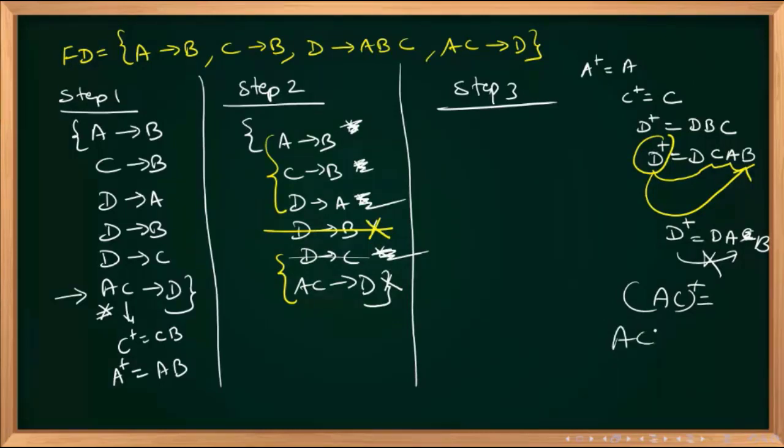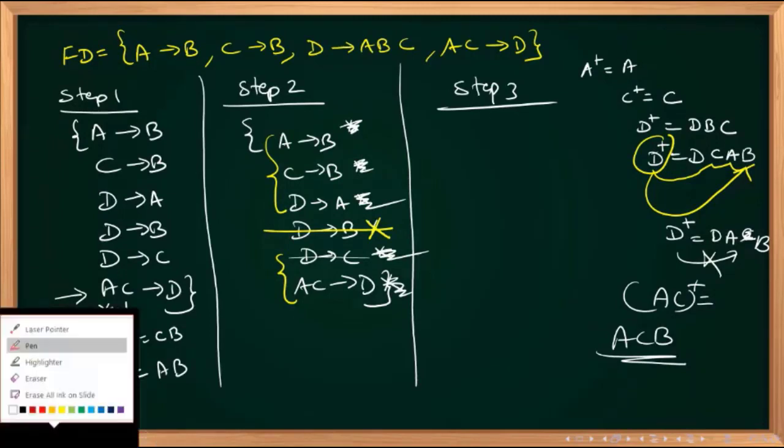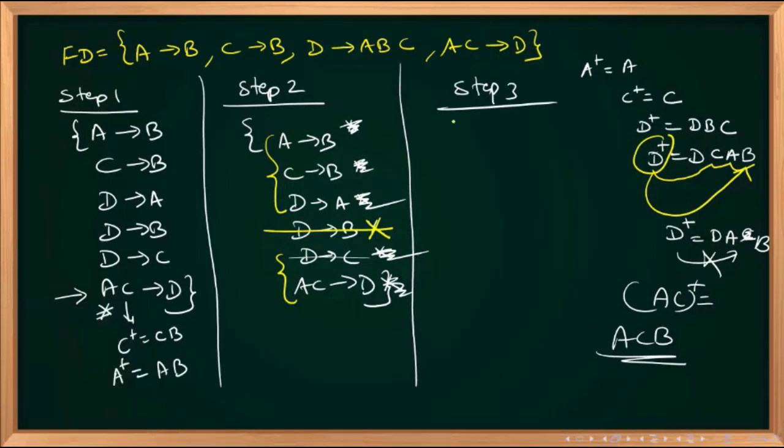Then C contains C closure, C determines B. So B, A determines B. That's all, no? That's all. ACB. D is missing. Okay, D is missing. AC to D is missing. So I cannot remove AC to D. Ultimately, after checking all this one, I understood that only D to B we could remove.